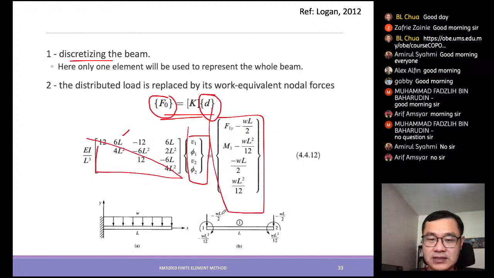You can see that you have the force at node number 1 minus WL over 2. At node number 1 we have a moment due to the wall itself, so M1 minus the moment due to the distributed load. Then on the other end there is no support, so no external force acting, therefore only the WL divided by 2, as well as the WL square divided by 12.